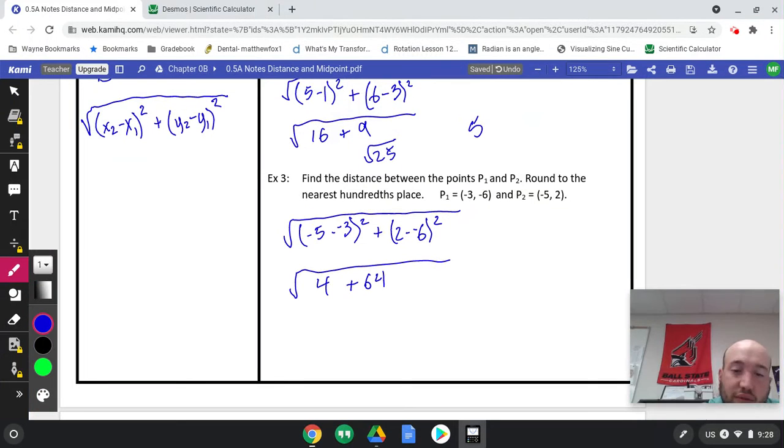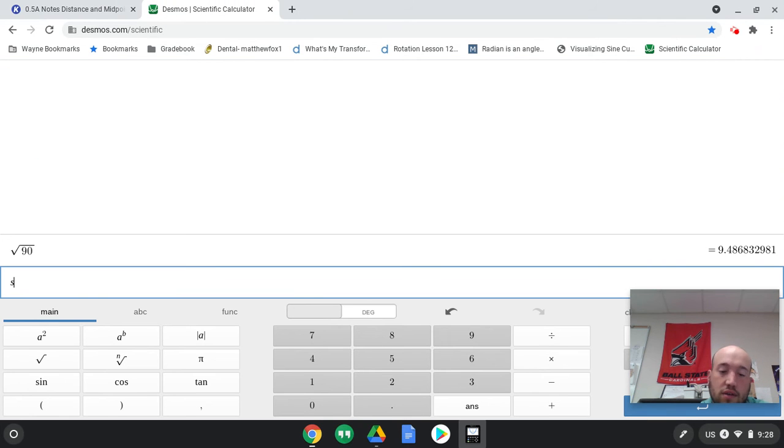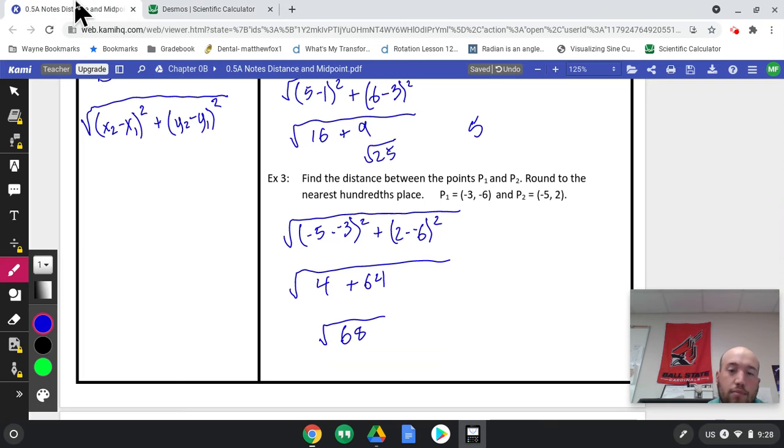And 4 plus 64 gives us the square root of 68. Okay, we need to find it. It says to the nearest hundredths place. So we go up here, square root of 68, hit enter. 8.2 would be the tenths, 2.4, but we have to round, so 246 makes us round up, 8.25. That is the distance between these 2 points.